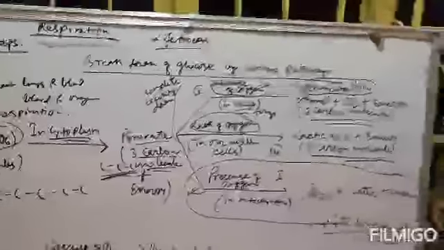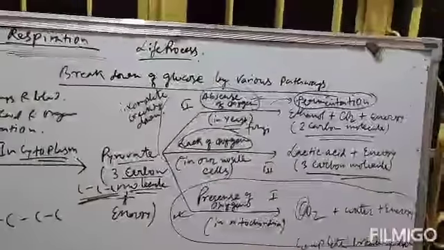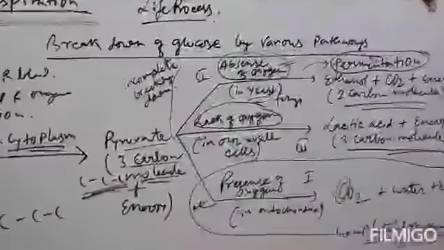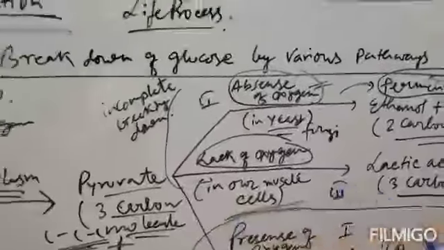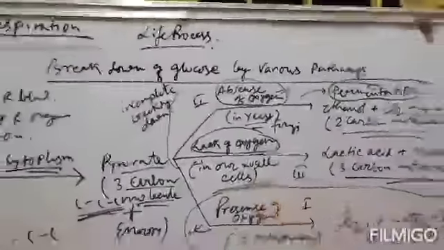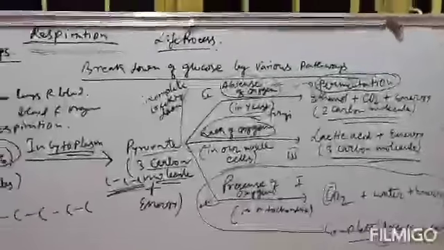So one is fermentation, another one is lack of oxygen, which generally occurs in our muscle cells. Clear? Both of these are types of anaerobic respiration.